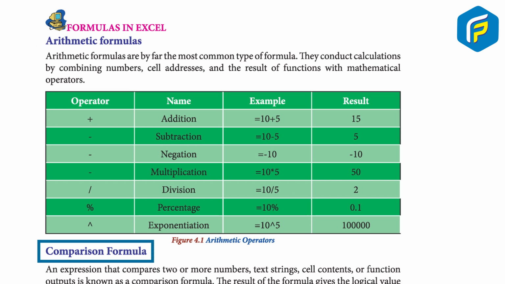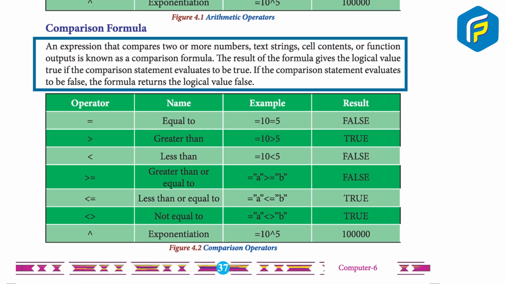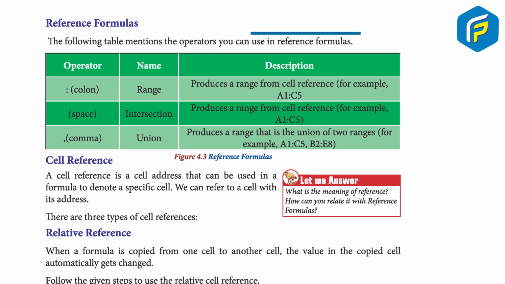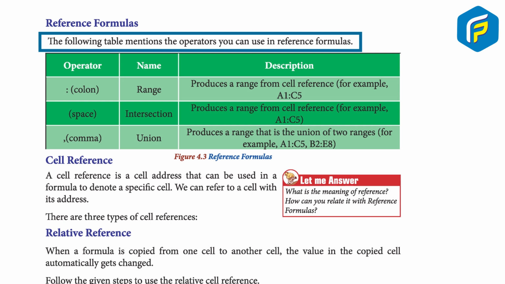Comparison formula. An expression that compares two or more numbers, text strings, cell contents or function outputs is known as a comparison formula. The result of the formula gives the logical value true if the comparison statement evaluates to be true. If the comparison statement evaluates to be false, the formula returns the logical value false. Reference formulas. The following tables mention the operators you can use in a reference formula.